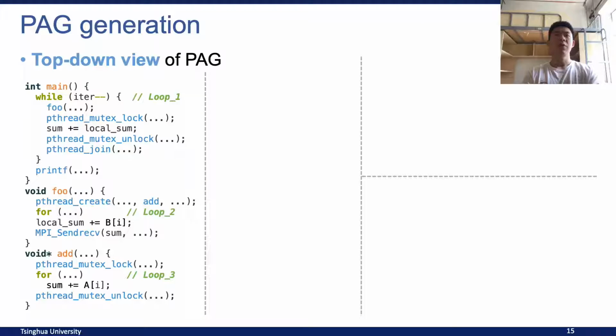Then we introduce how to build two views of PAG. For the example program on the left side, we first perform intra-procedure analysis to get a program structure of each function.